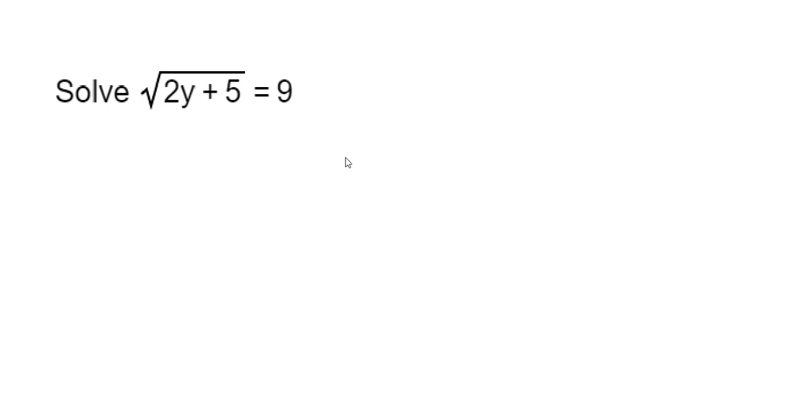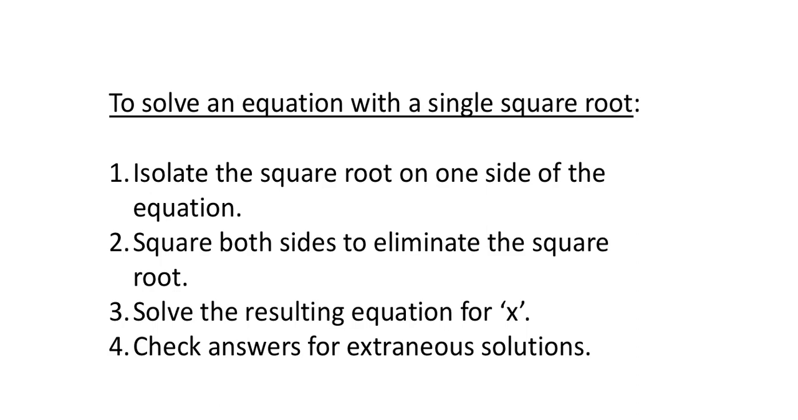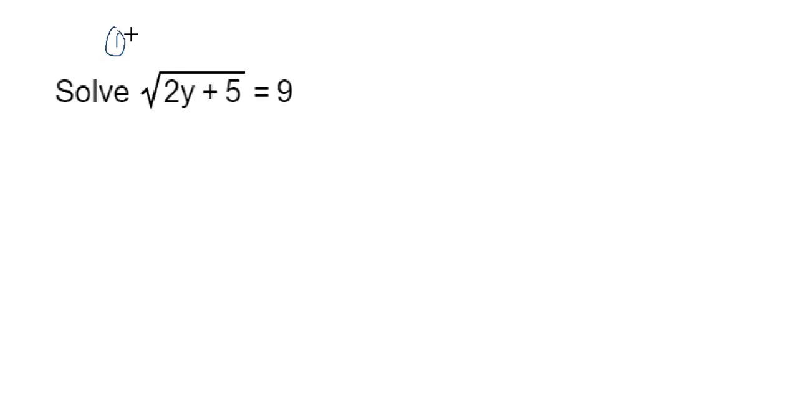So we have the square root of 2y plus 5 equals 9. We already have the square root isolated to one side of the equation. It's already by itself over here. I mean, there's some stuff in the radical, but the square root is alone on the left-hand side of the equation. And so that was step one. Step one's already done for us, right?